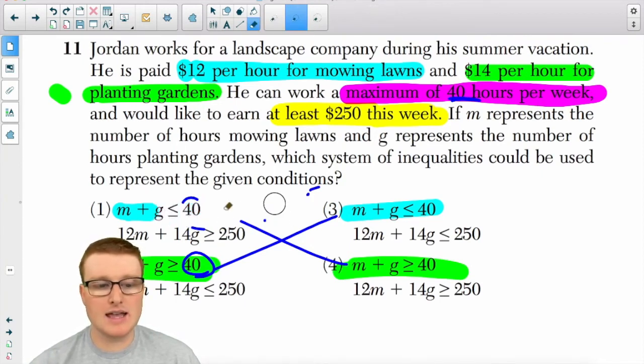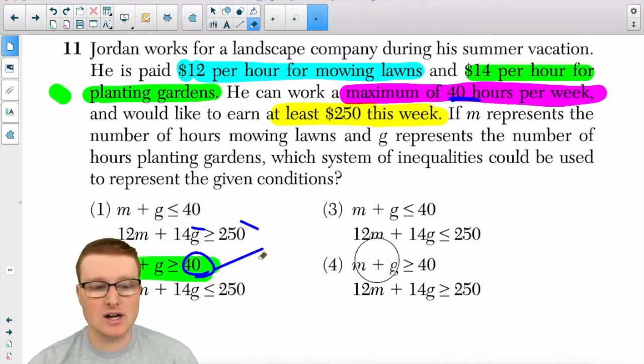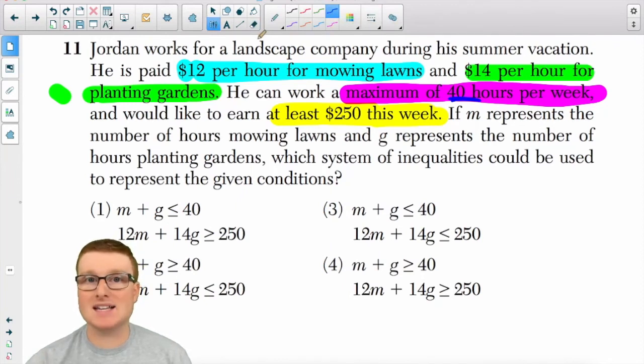Well, again, what does the question say? The question says that he could work a maximum of 40 hours, meaning that he could work 40 hours or less. He cannot work 41, 42. He can't work above 40 hours.